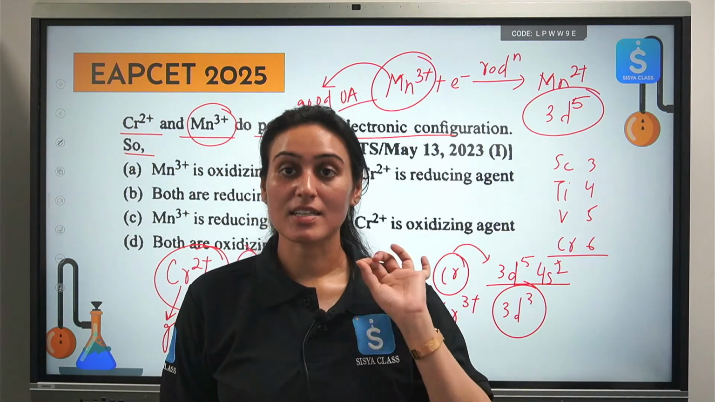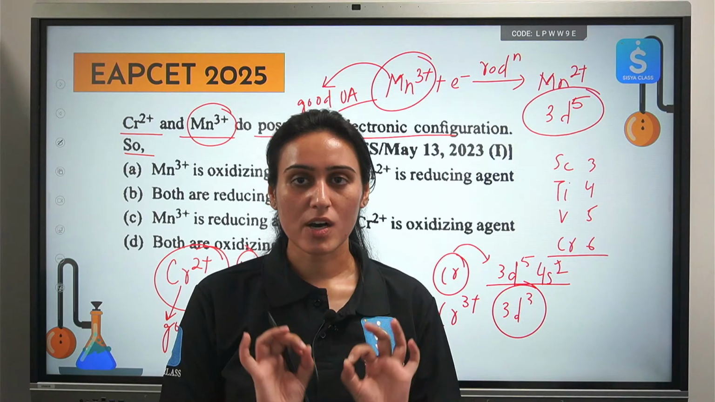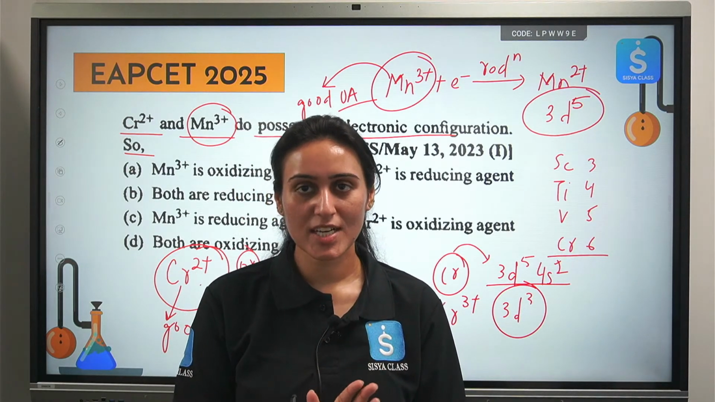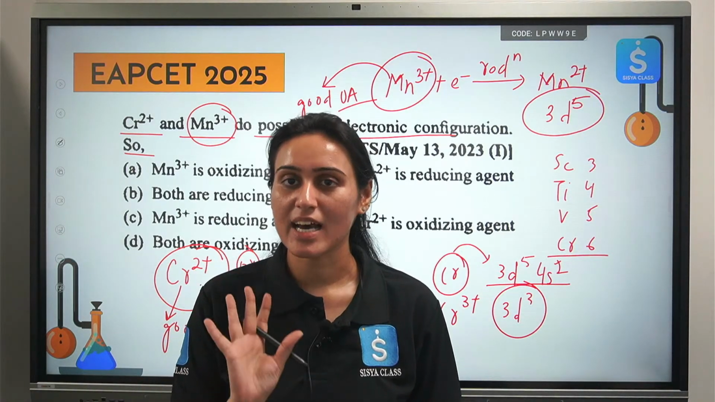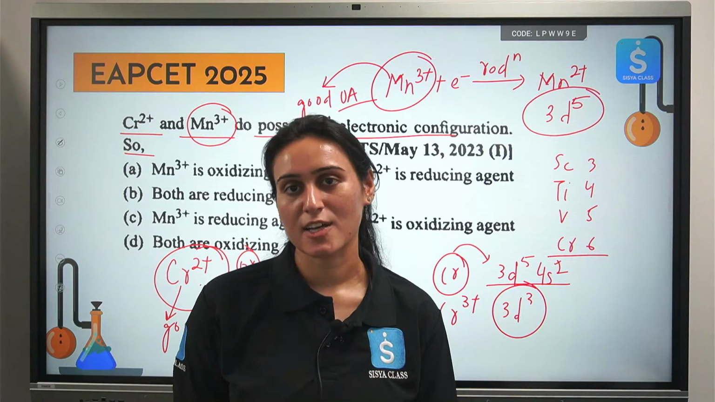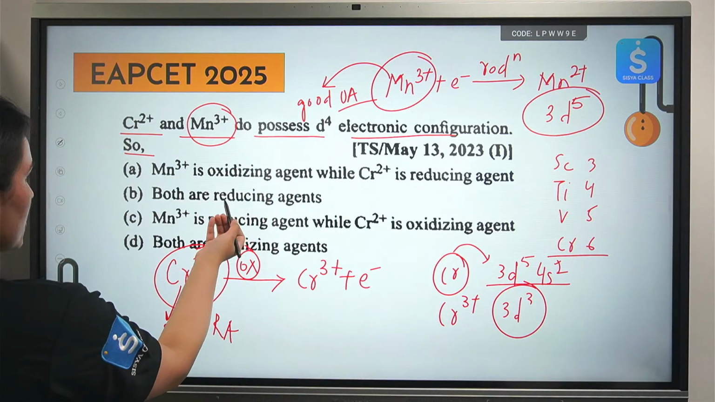Reducing agent reduces others, itself undergoes oxidation. Oxidizing agent oxidizes others, itself undergoes reduction. Remember this, you have learned about it in redox reaction also. Okay, so which one is your true statement?